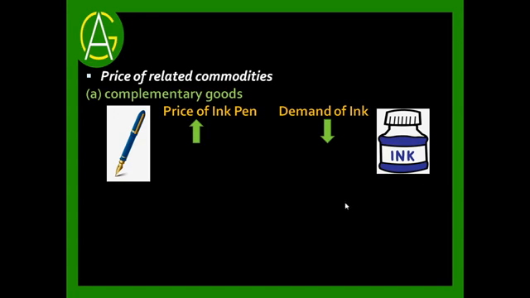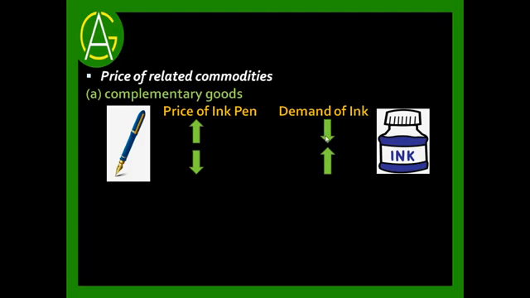Why does this happen? Let us understand. When price of ink pen increases, it means that ink pen has become costlier, and when ink pen has become costlier, the people will not purchase this ink pen. When the people do not purchase this ink pen, they will not require ink, and as a result the demand of ink will be decreased. But when the price of ink pen has decreased, the demand of ink will increase. Why? Because when price of ink pen has decreased, it means that ink pen has now become cheaper. When ink pen is cheaper, more number of people will purchase ink pen. When more ink pens are purchased, they will require more ink, so the demand of ink will increase.